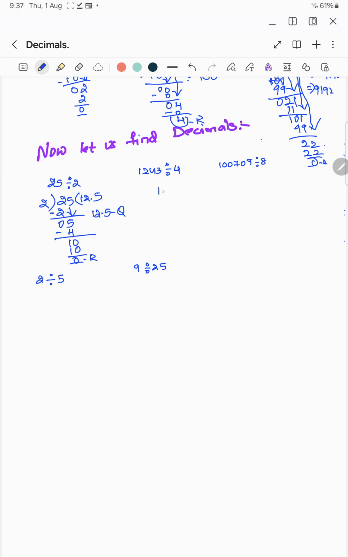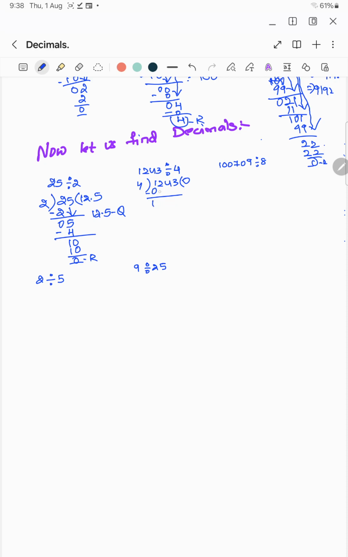Okay, next, 1243 divided by 4. Check the first digit. Check whether 1 is a multiple of 4, or if 1 is not a multiple of 4, check the number which is less than 1 which is a multiple of 4. There is no multiple of 4 which is less than 1. So we write 4 into 0 is 0. So 1 minus 0 is 1.